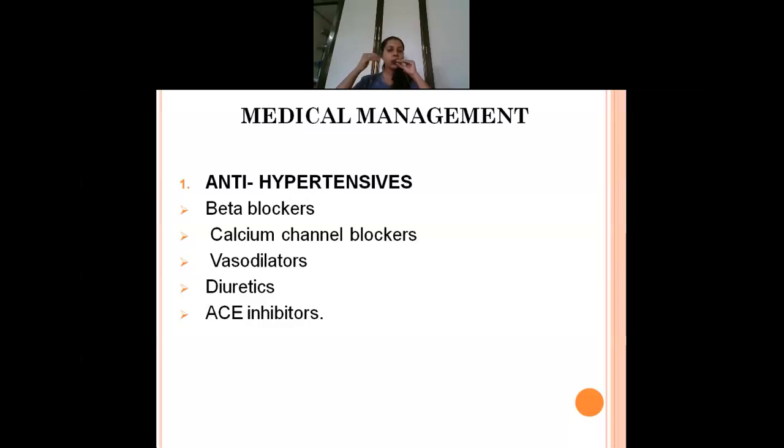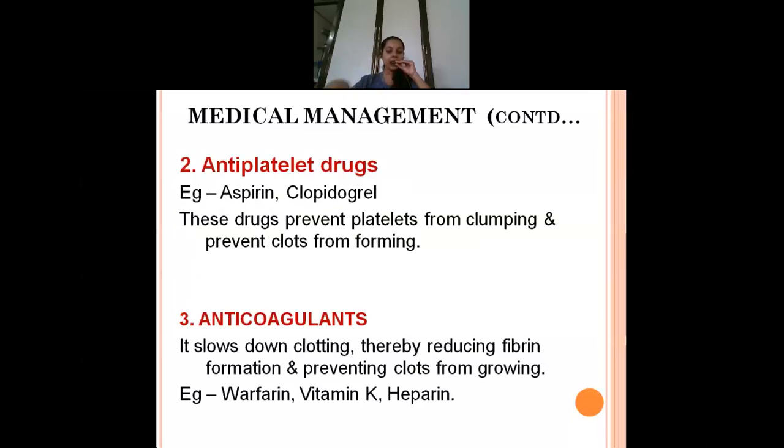So a lot of antihypertensives are there. I have not given all of them, only a few are listed here: beta blockers, calcium channel blockers, vasodilators, diuretics, ACE inhibitors. Along with that, we can also give antiplatelet drugs. Antiplatelet drugs are mainly given to prevent the platelets from clotting, for example aspirin and clopidogrel. Next is anticoagulants. Both have almost the same action. Anticoagulants will prevent the clotting and prevent the clots from growing. Examples are warfarin and heparin.